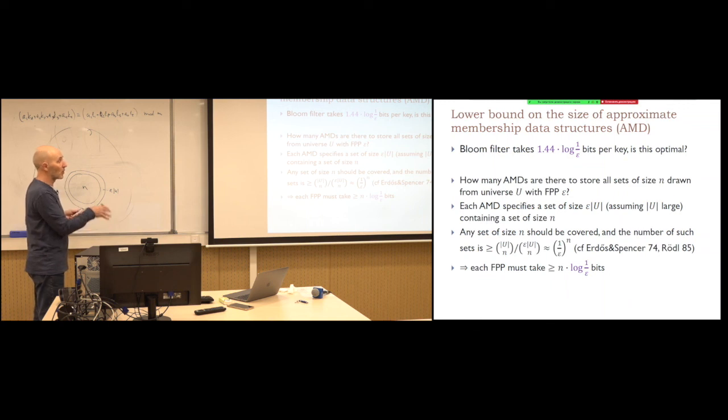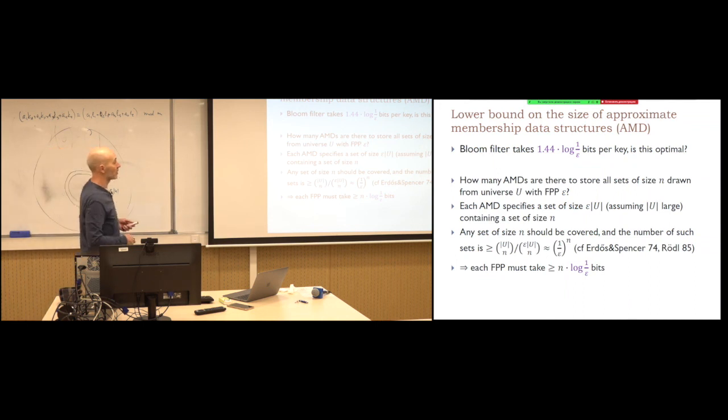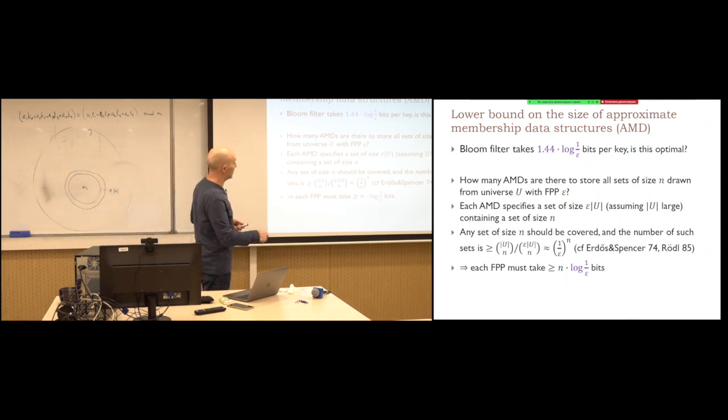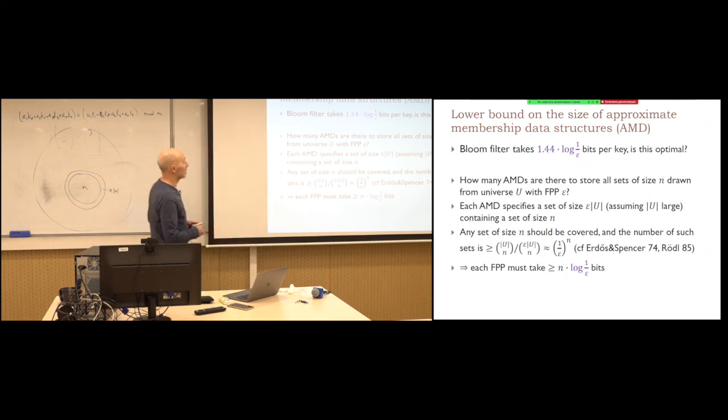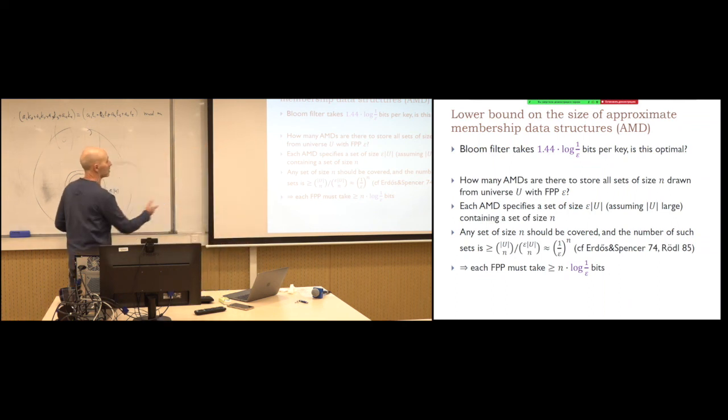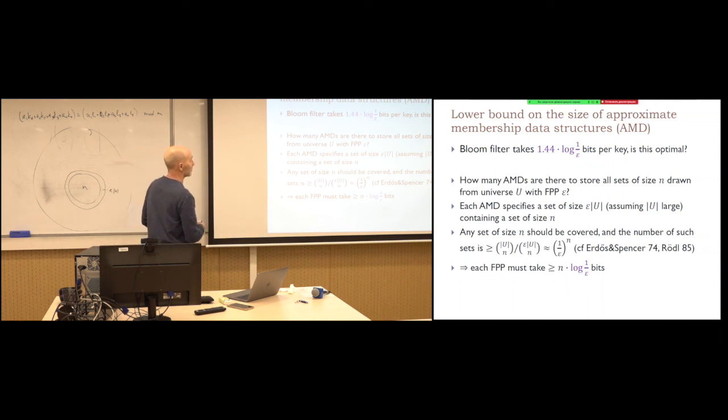Okay, so we will obtain a lower bound, which will not be a true lower bound, but by this division we obtain a lower bound. And this is now approximately this.